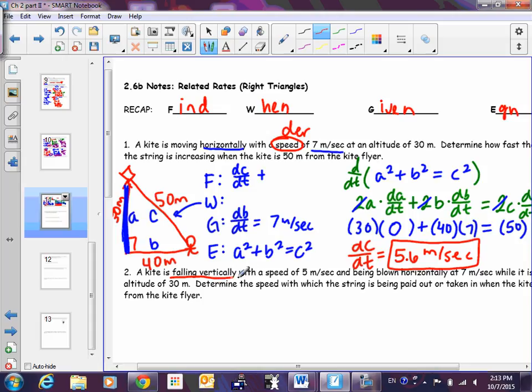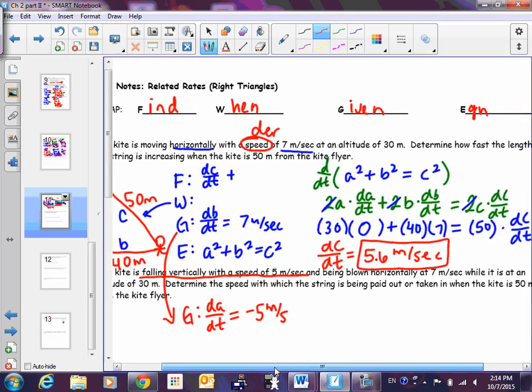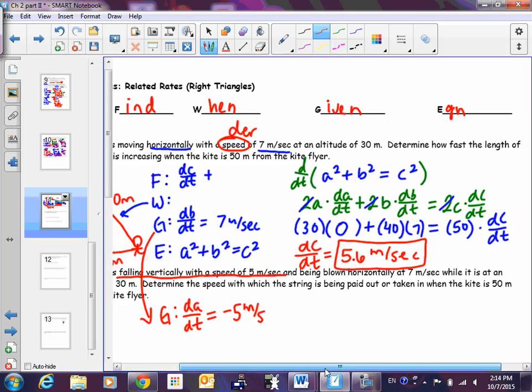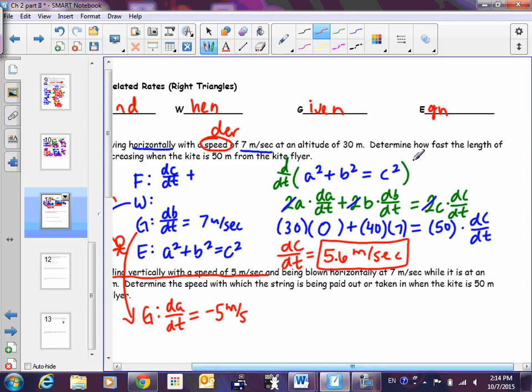Yeah, the kite is also falling vertically with the speed of 5 meters per second. So in addition to the given, the dB over dt, that's still true. We're also given that dA over dt is negative 5 meters per second. Okay, everything else, if you read through the problem, is the same. All the sides are the same, all the other rates are the same. Just this is new. So we could go through, and if you wanted to practice, you could practice deriving Pythagorean Theorem again. We're going to get another shot at it in just a second.